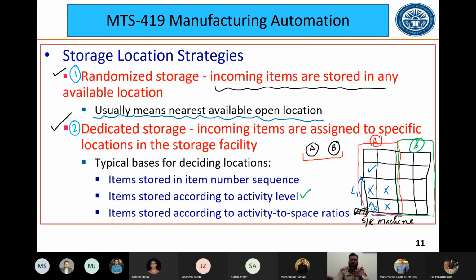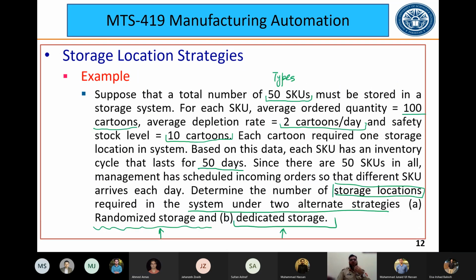Let us move forward and see how the storage locations can help us in decision making, and which has the advantage. Okay, so let us solve an example. Suppose that there is a total of 50 SKUs. These are the types of items which you are storing, and these must be stored in a storage system.